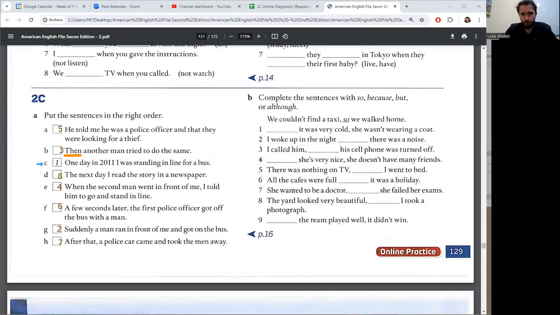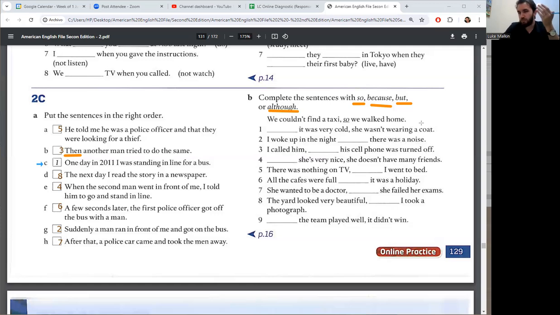Other connectors are examples like so, because, but, and although. So introduces a conclusion. I'm hungry, so I'm going to eat something. Because introduces a reason. I'm going to eat something because I'm hungry. It's like the opposite of so. But and although introduce contrasts.